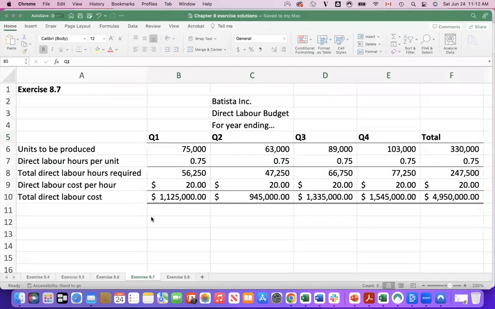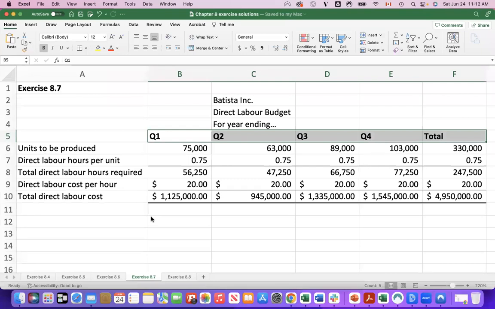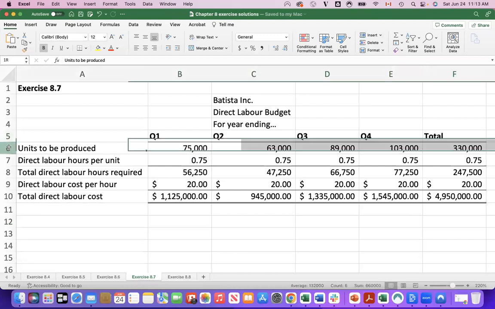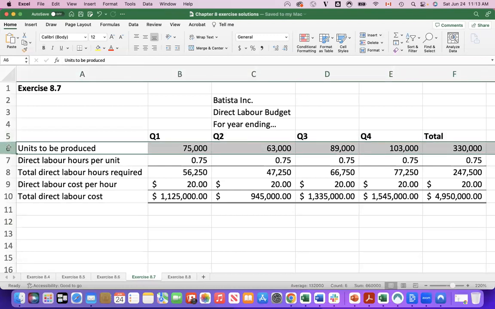This budget is much less complicated than the material purchases budget we went over in Exercise 8.6. Again, notice the heading, name of the company, name of the budget. In this case, it's forward looking, it's for the year ending, and so on. We have it on a per quarter basis, and then we have our total column as well. We start with, again, units to be produced.